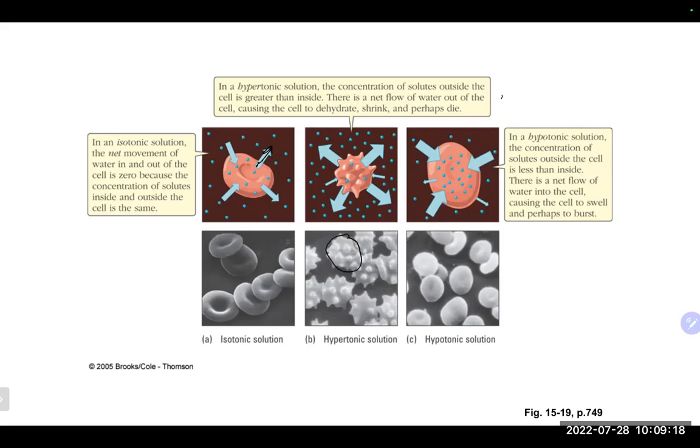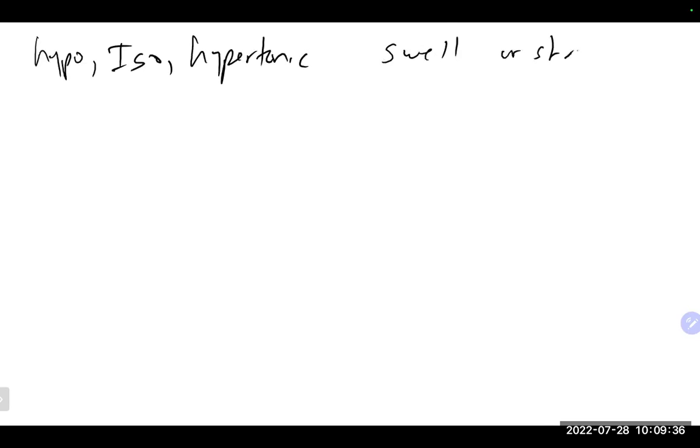And over here's our jelly donut and our hypotonic solution where everything rushes in and it's eventually going to pop. Why don't we try some here? Is it hypo, iso, or hypertonic? And will it swell or shrink?